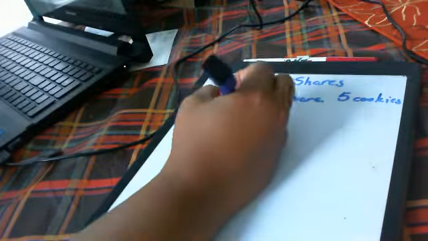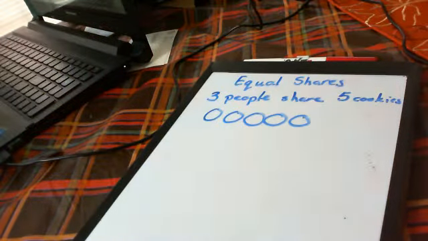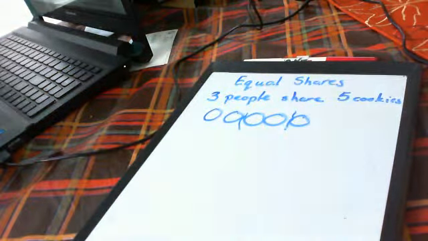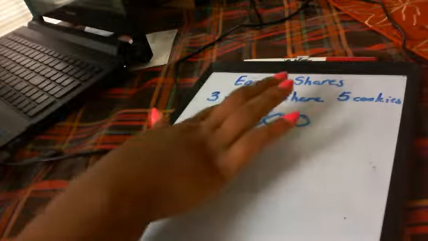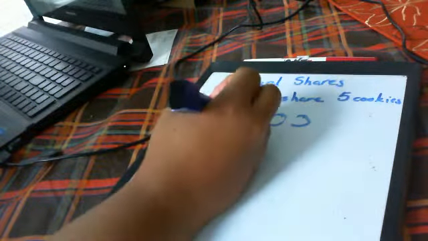So there are my 5 cookies. So we could do one person gets 2, one person gets 2, and one person gets 1. But that's not an equal share. So equal shares mean that everybody gets the exact same amount. So how do we do that?